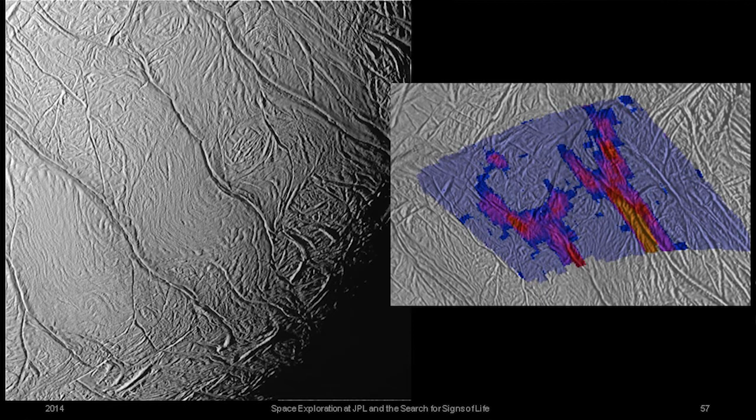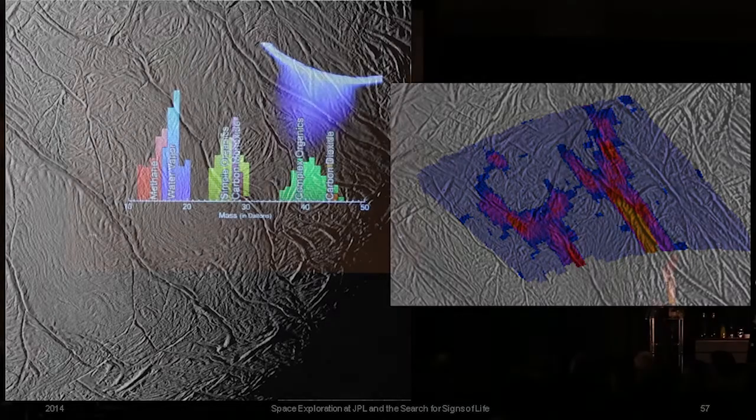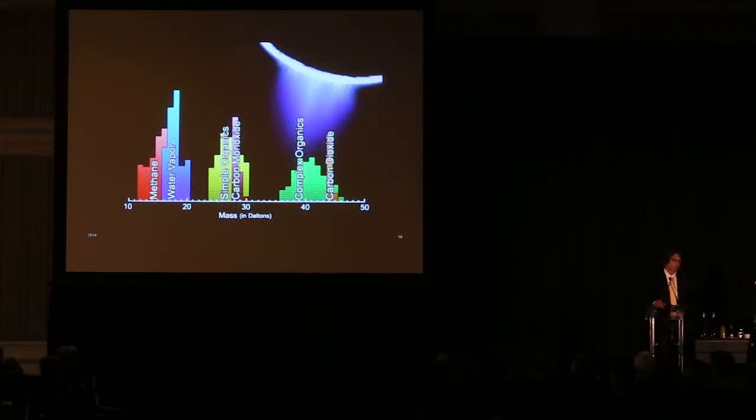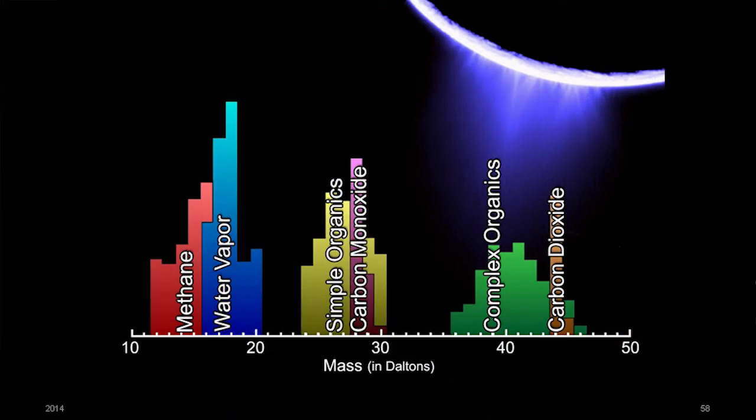What are they made of? Mostly water vapor. Salty water with simple and complex organics in it as well. So a second place in our solar system, not in the habitable zone, where we have liquid water, we have organics, and we have heat. Another place where we can look for life.